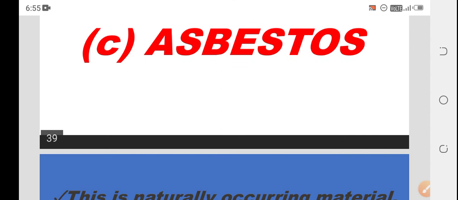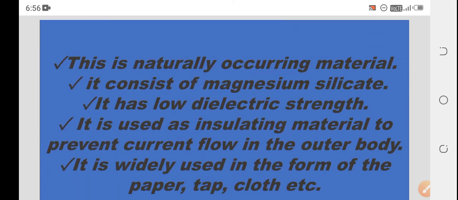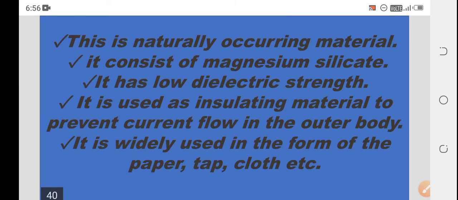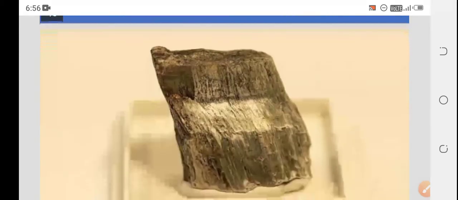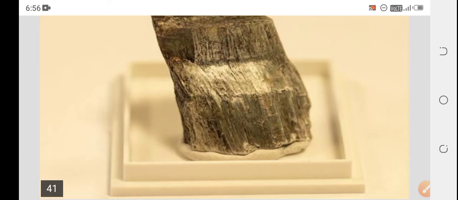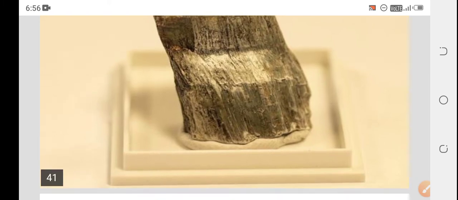So next one, asbestos. This is a naturally occurring material. It consists of magnesium silicate. It has low dielectric strength. It is used as insulating material to prevent the current flow to the outer body. It is widely used in the form of paper, tape, cloth. So this is the figure of the asbestos. It is a mineral.